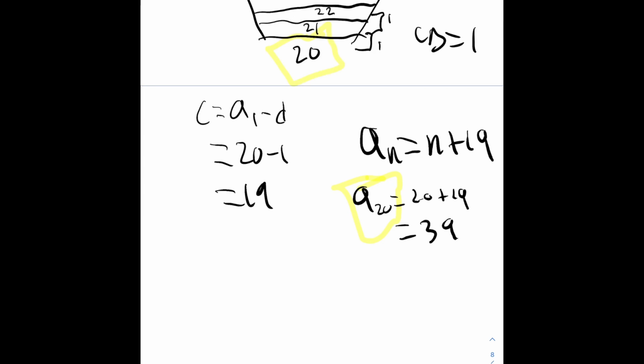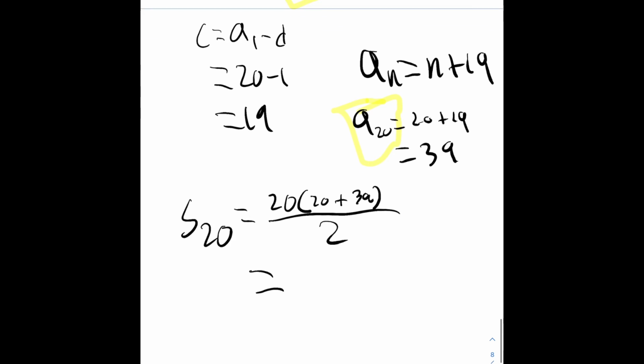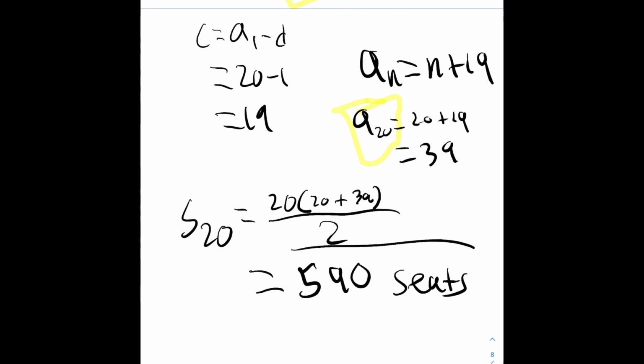So we have this, and we have our first term. So we should be able to continue with our formula for the sum of all the seats. How many seats are there total? 20, my first term, plus my last term, 39, divided by 2. And when you simplify that, 10 times 59 equals 590 seats.